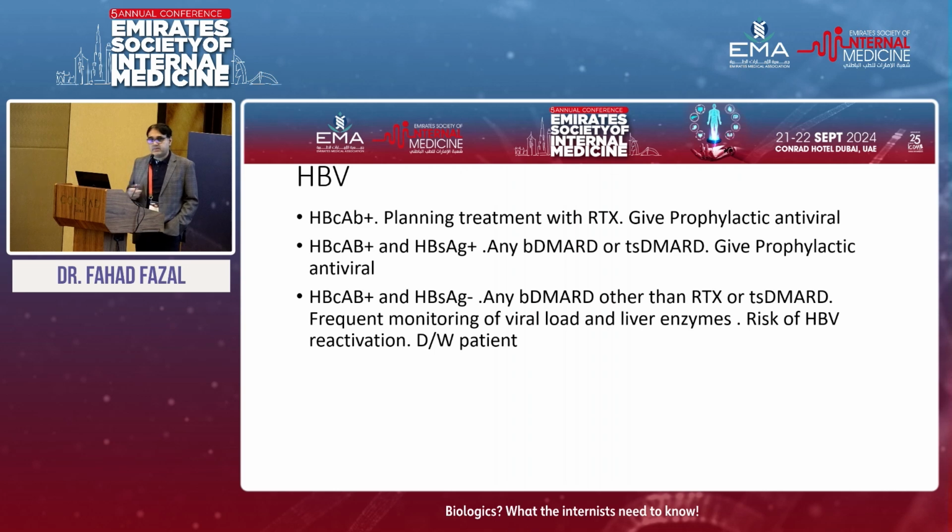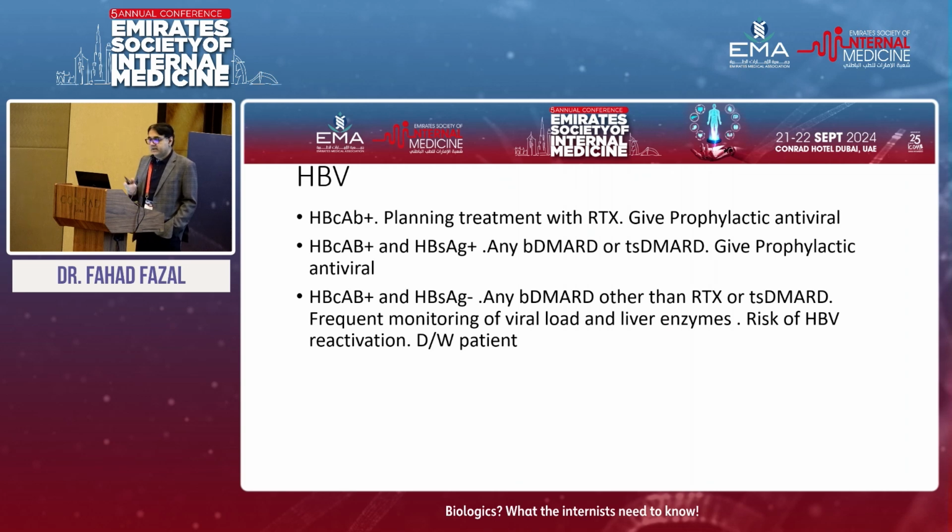So if the patient is hepatitis B core antibody positive and you are planning to give them rituximab treatment, you should give them prophylactic antiviral. If the patient is hepatitis B core antibody positive and hepatitis B surface antigen positive, and you are planning a treatment with any biological DMARD or a targeted synthetic DMARD, you should give them antiviral treatment.